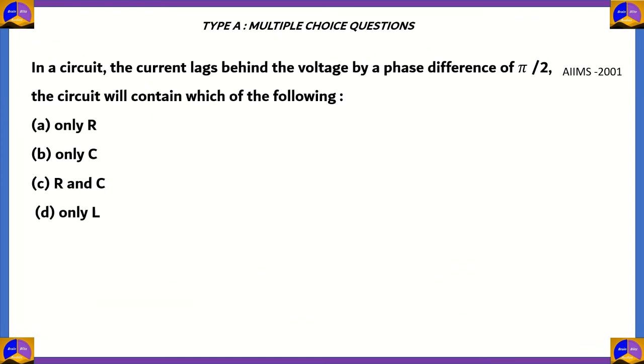Let's look at our final question. In a circuit, the current lags behind the voltage by a phase difference of pi by 2. The circuit will contain which of the following?